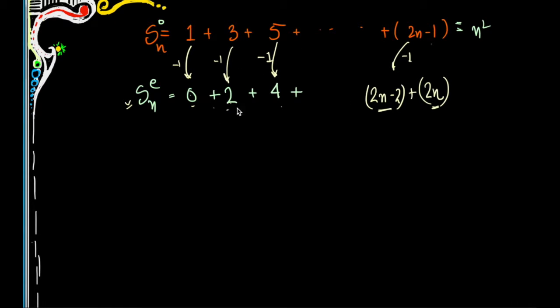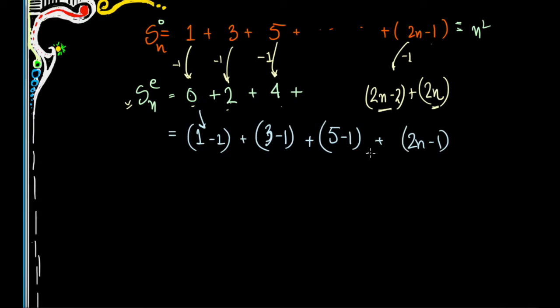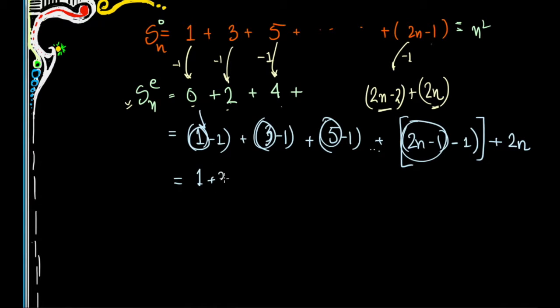So what have we learned from this way of writing this? Well, if this is basically 1 minus 1, 2 can be written as 3 minus 1. 4 can be written as 5 minus 1. And this last term can be written as 2n minus 1, dot, dot, dot, minus 1, minus 1. And this term would just be 2n. So you think about this. What does this expression look like? Well, you add all these terms together, and that is 1 plus 3 plus 5 plus so on and so forth, 2n minus 1.